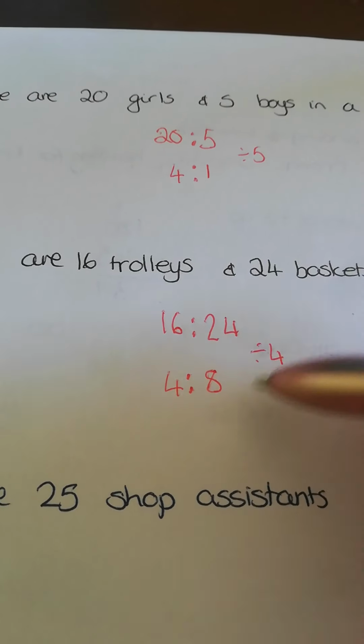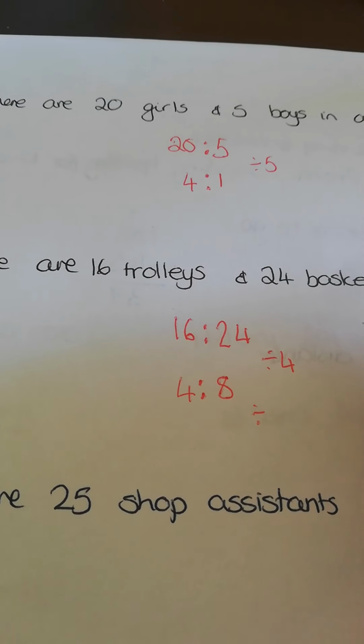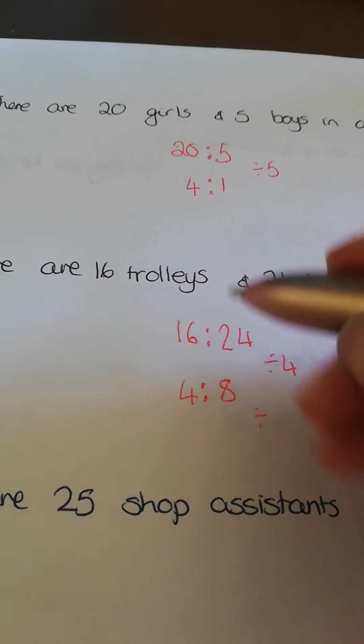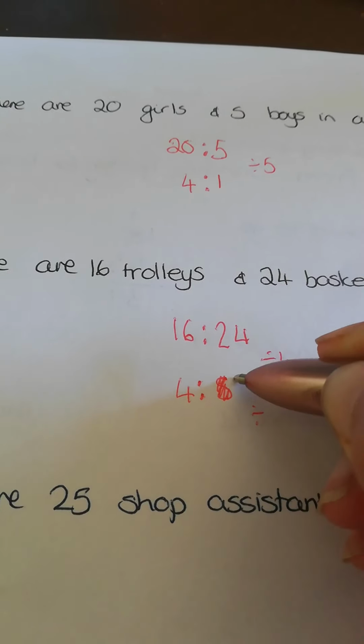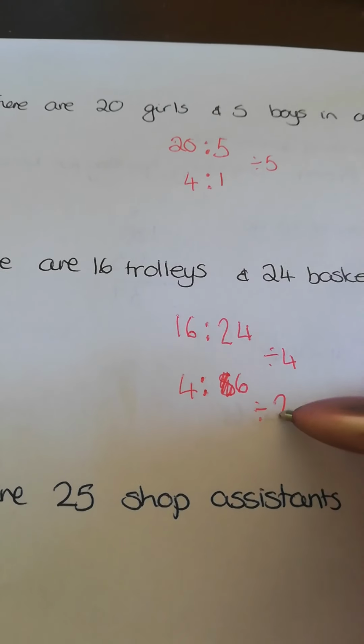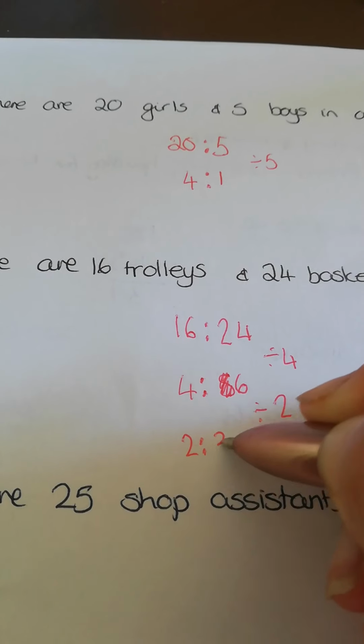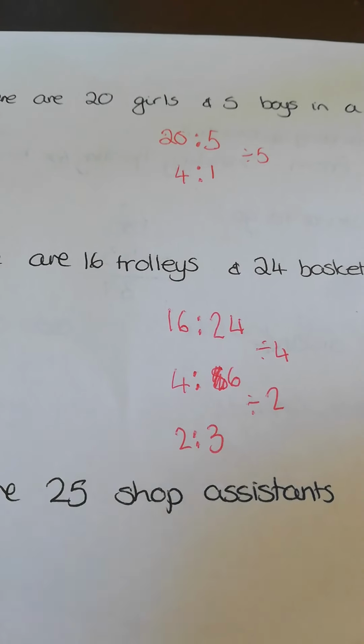But then I'm left with 4 to 6, and I spot that they're both in the 2 times table as well. So 4 divided by 2 is 2, and 6 divided by 2 is 3. So our final answer should be 2 to 3.